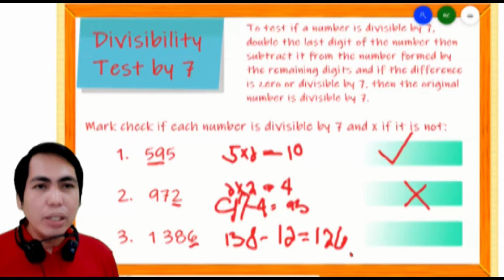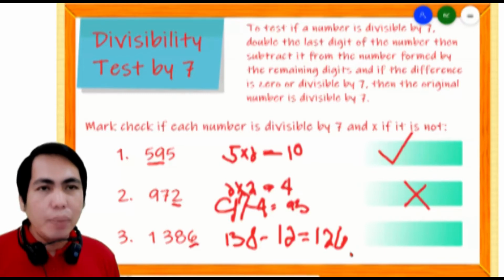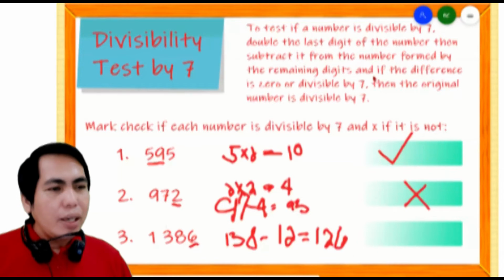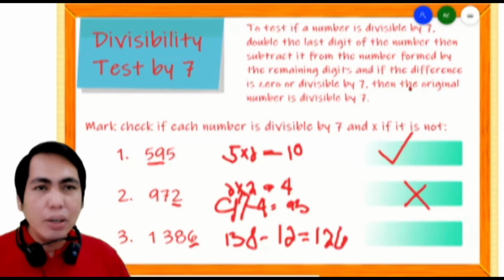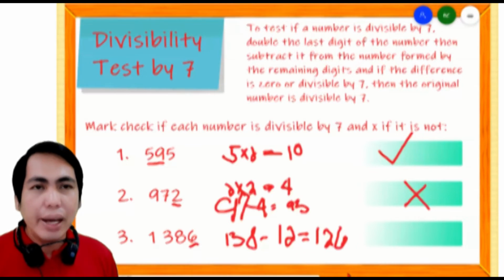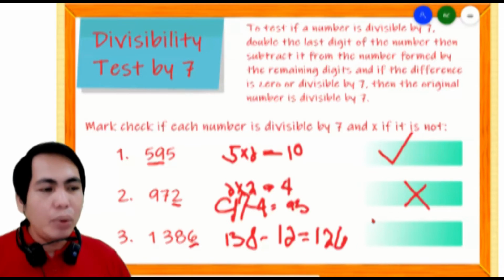What we can do is to repeat the same procedure. We have to take the last digit, which is 6, and then double it. So 6 times 2 will give us 12. The remaining digits in 126 after taking away the 6 is 12. So 12 minus 12 will be 0. Since according to the rule, if the difference is 0 or divisible by 7, meaning to say 1386 is divisible by 7. So this is a check.